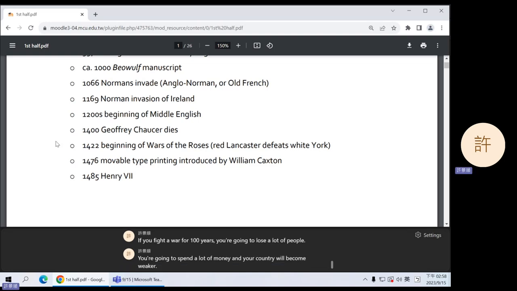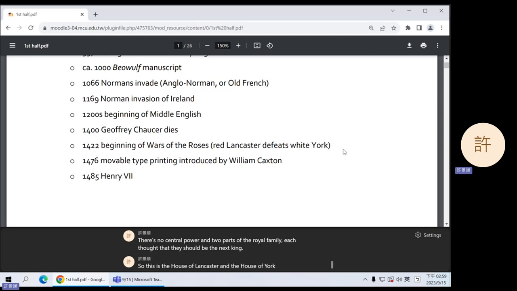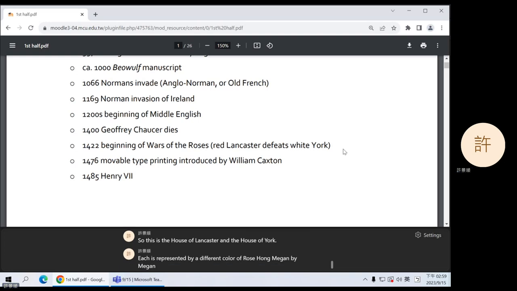So by the time the Hundred Years' War finally ended and the English lost and the king died, the country was weak, there's no central power, and two parts of the royal family each thought that they should be the next king. So this is the House of Lancaster and the House of York. Each is represented by a different color of rose, the red rose and the white rose.